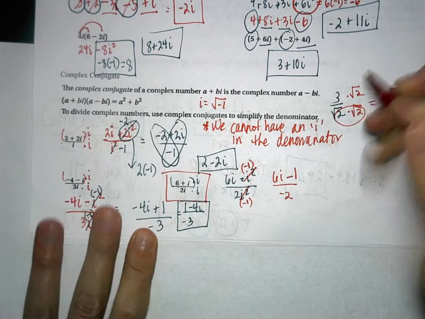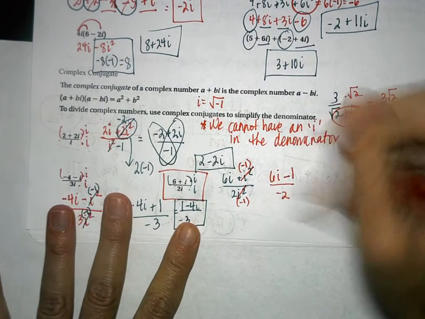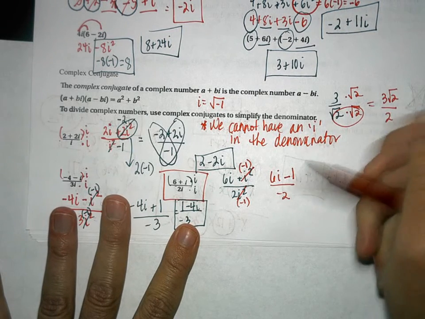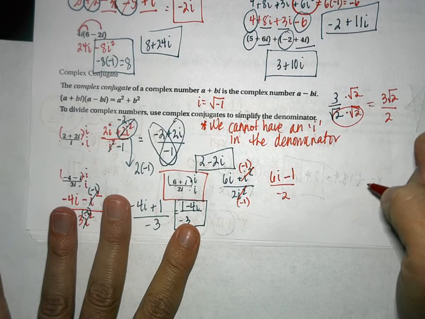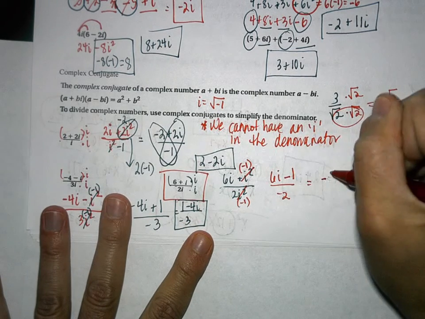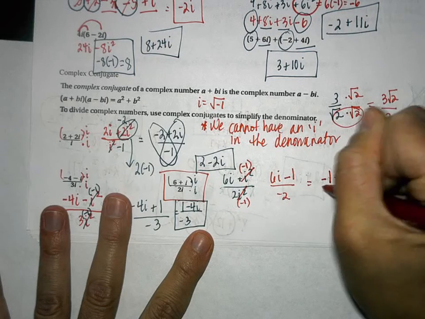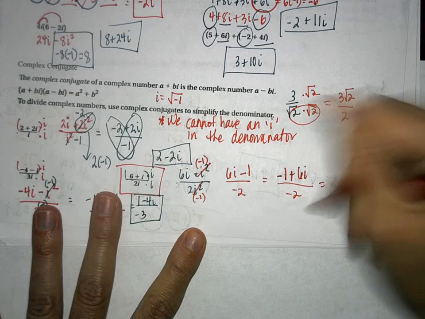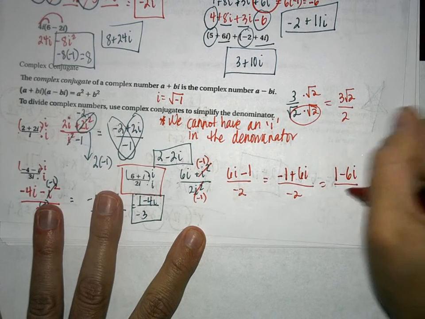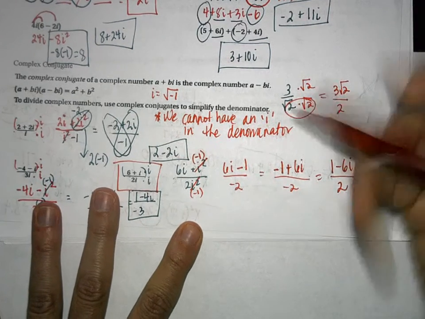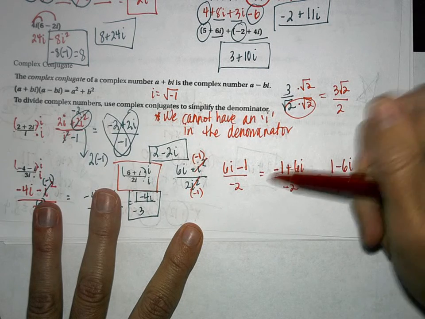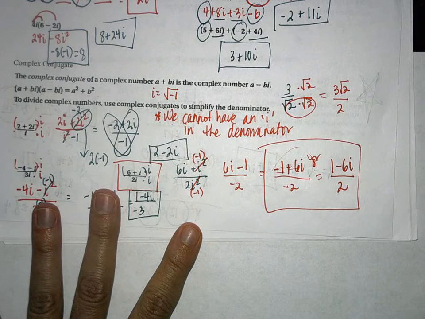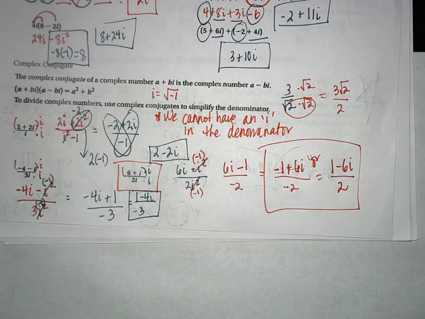Now, you could separate these as two fractions if you wanted to. 2 does go into 6i, but it just makes a fraction on this one, so I would just leave it how it is. But I would rewrite it as negative 1 plus 6i divided by negative 2. You also could put the negative 2 through here, and you might even see it as positive 1 minus 6i over 2. Does that make sense, how I'm distributing the negative through the top? Both of these answers are correct. It just depends on how you want to write it. Okay, any questions?